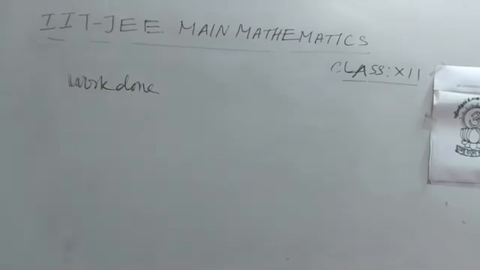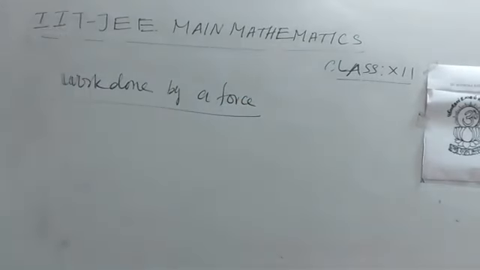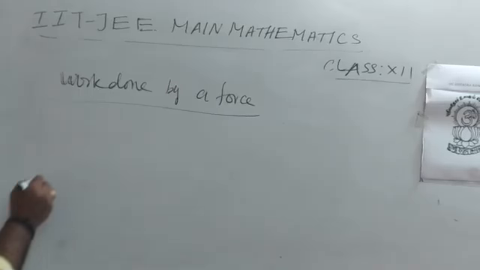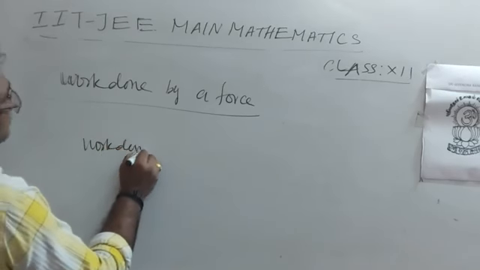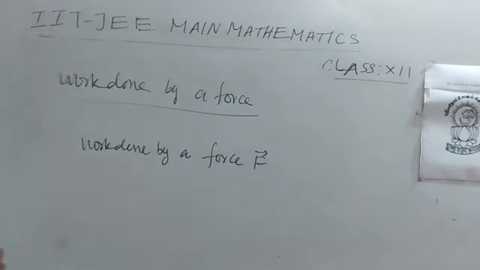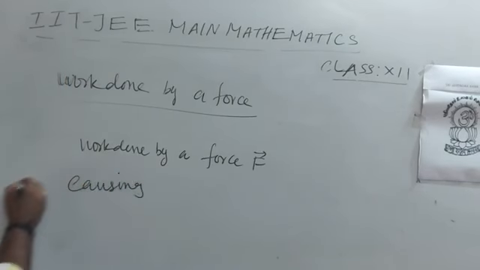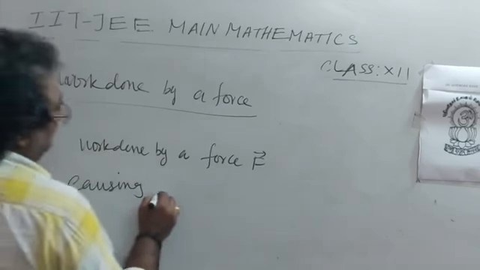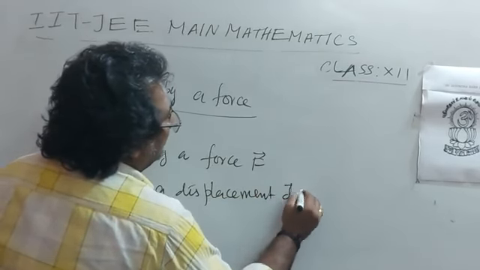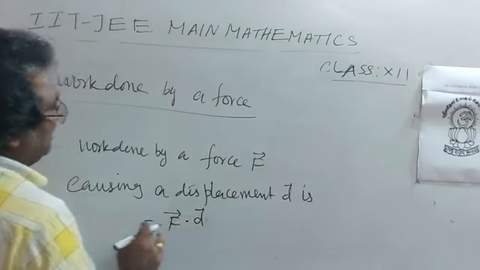Work done by a force. Work done by a force vector F causing a displacement d vector is F dot d vector.